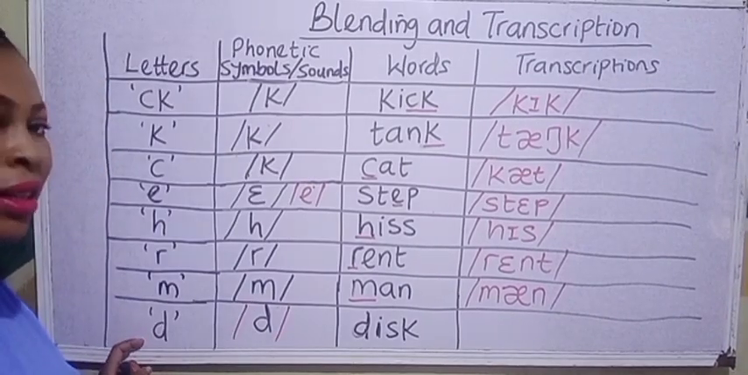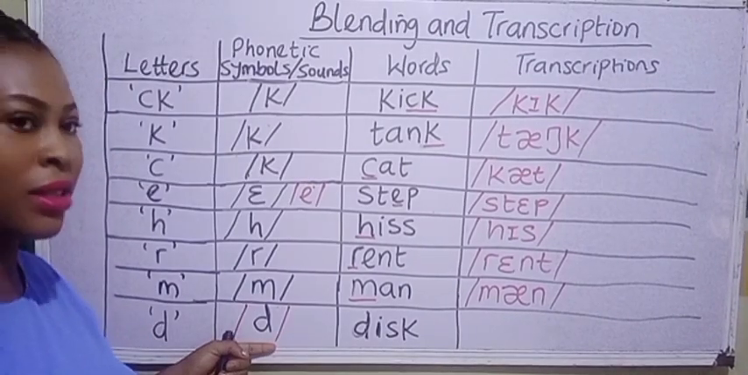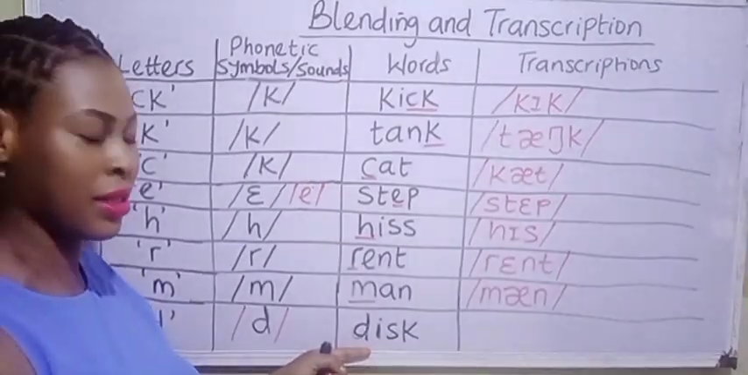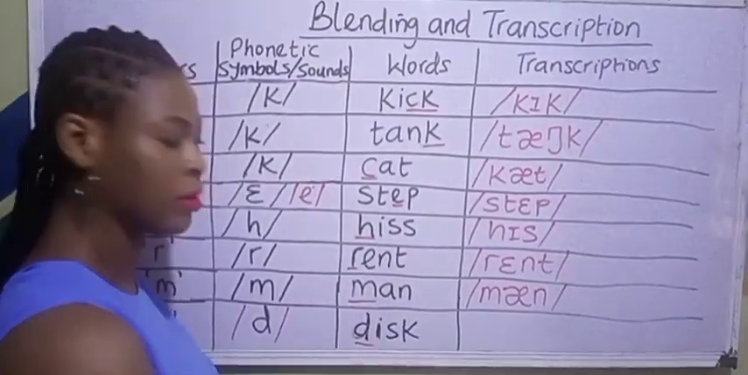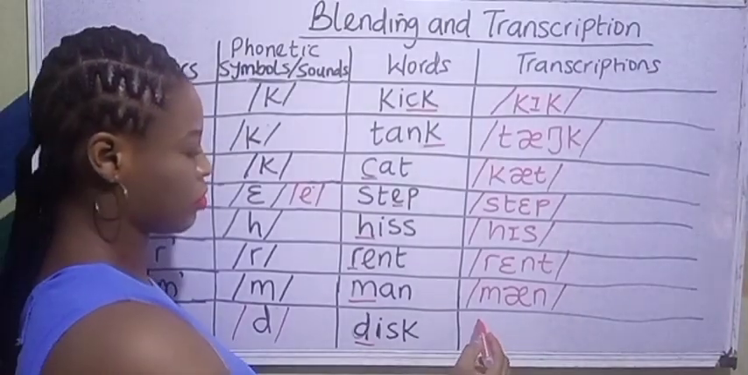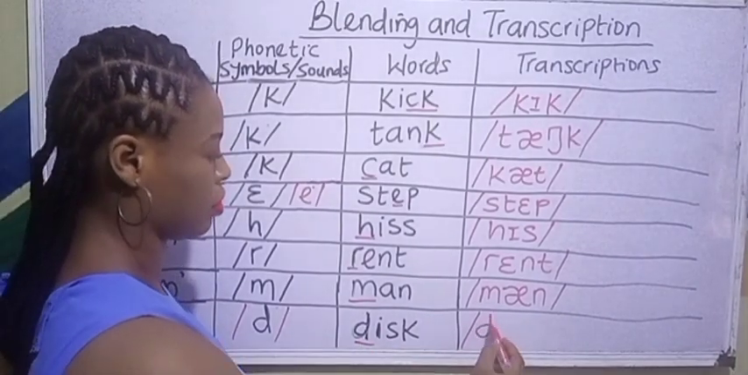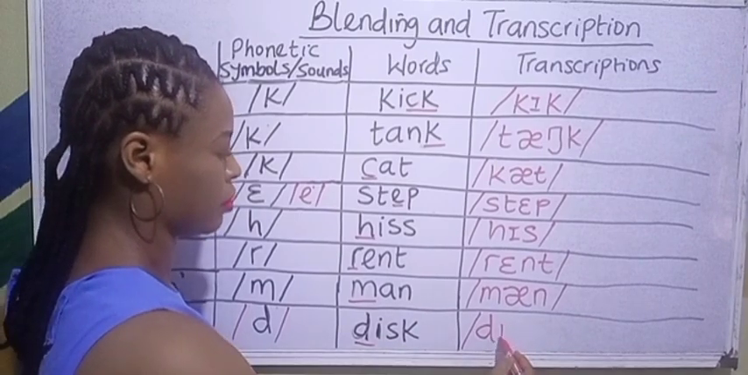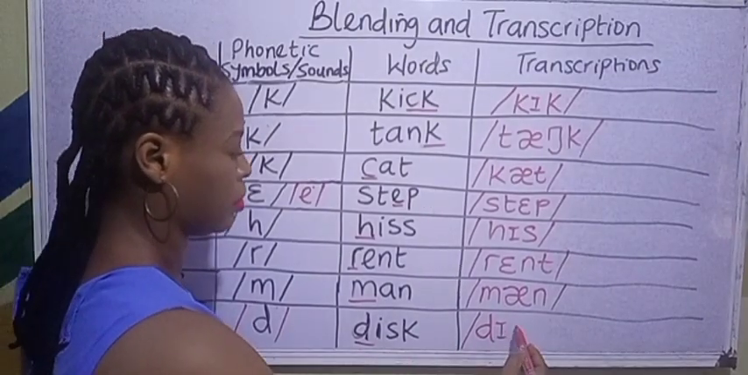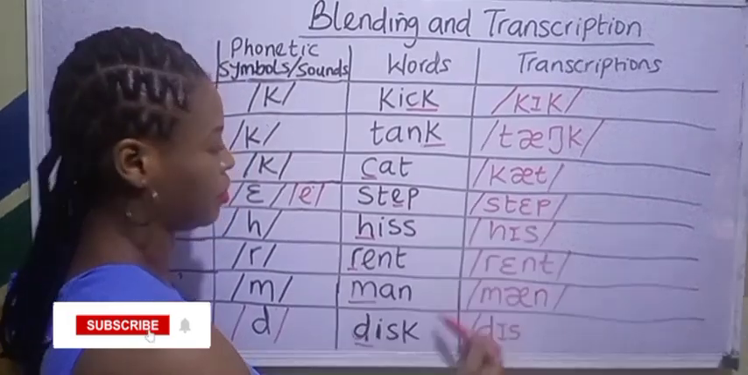We have D. Okay, it is represented like this. We have it in the word desk. Desk. Now let's transcribe it. Open your transcription slash. D. A. S. And K.